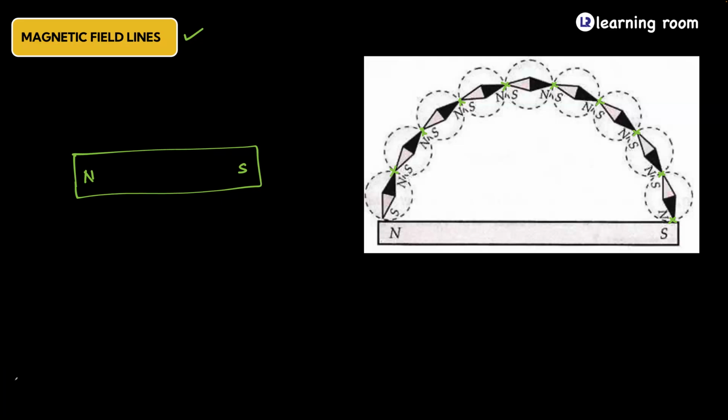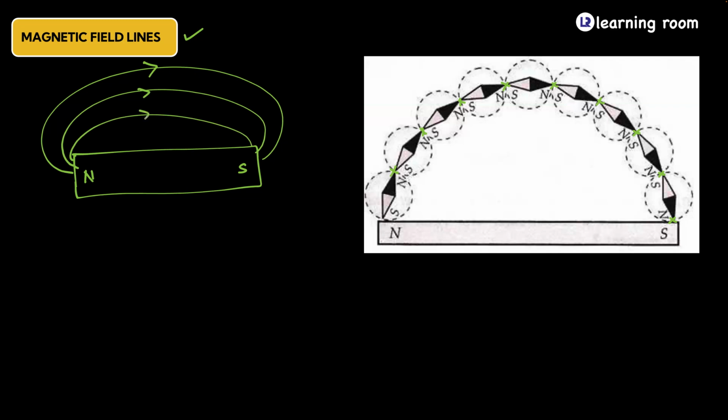Okay. So it is going to be from north to south like this, like this, like this. Similarly, at the bottom also, it will be in this way. Right. So this is how it is going to be. But the question is, how did we know that the arrow mark should be drawn in this direction?